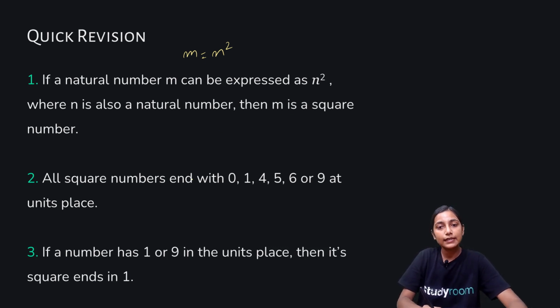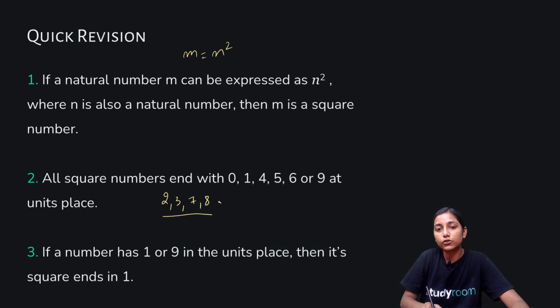All square numbers end with 0, 1, 4, 5, 6 or 9 at the units place. So every square number is going to end with these digits, that are 0, 1, 4, 5, 6 or 9. There is no square number that will end with the other remaining digits, that are 2, 3, 7 or 8, at the units place.